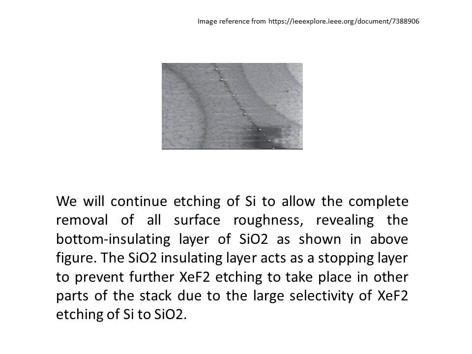And we will continue etching of silicon to allow the complete removal of all surface roughness as shown in the figure. The silicon dioxide insulating layer acts as a stopping layer to prevent further xenon difluoride etching from taking place in other parts of the stack. Due to the large selectivity of xenon difluoride etching, it may occur.